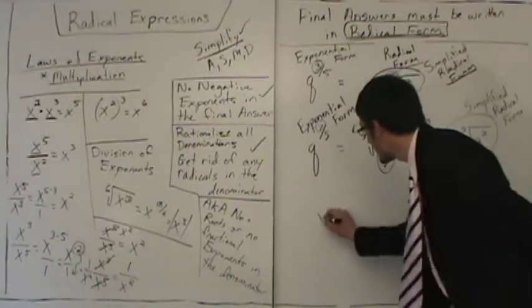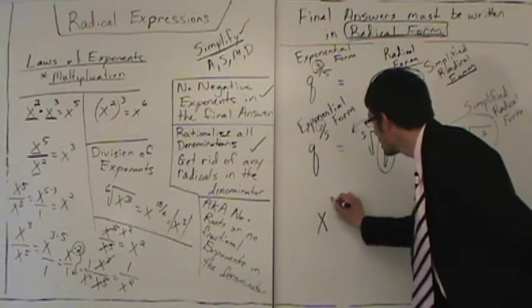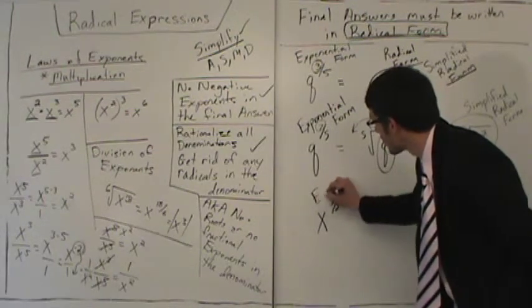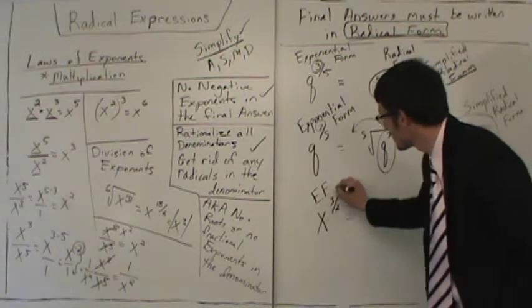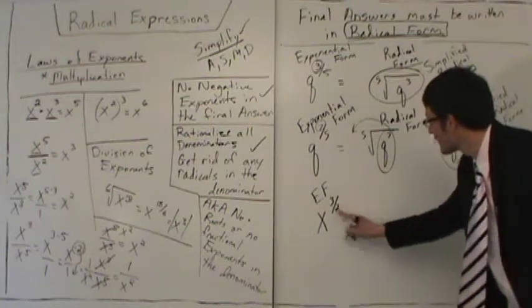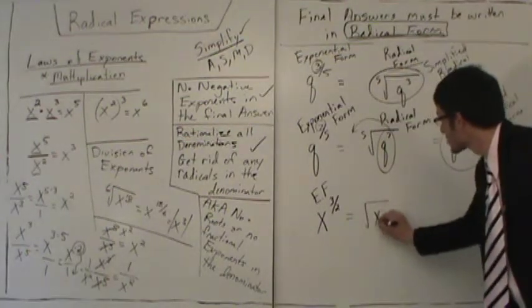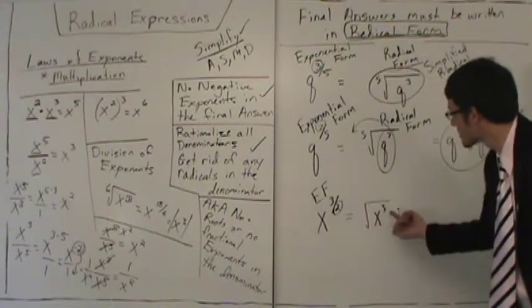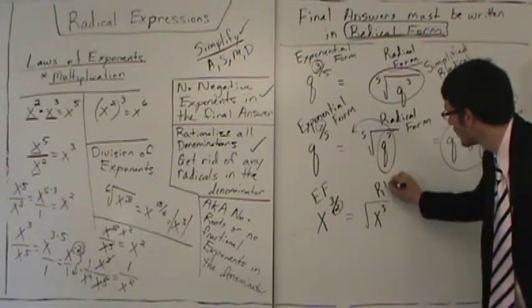So question, if I write x to the 3/2 power, this is called what? This is called our exponential form. I'm just going to abbreviate EF. We're going to write this as the square root of x to the 3rd. Notice that our index is 2, which lies on the bottom. The square root of x to the 3rd. This is our radical form.